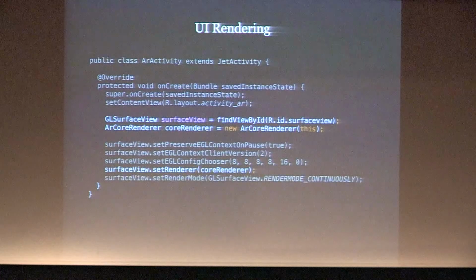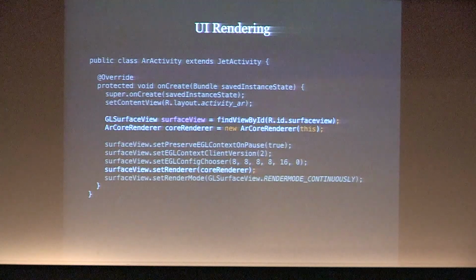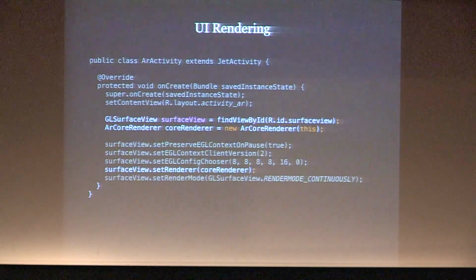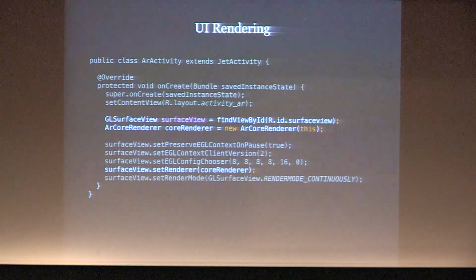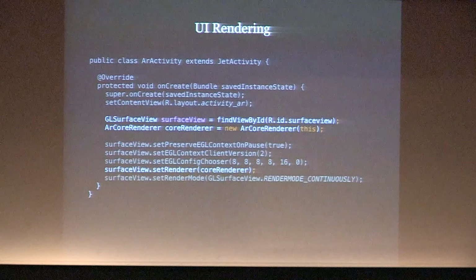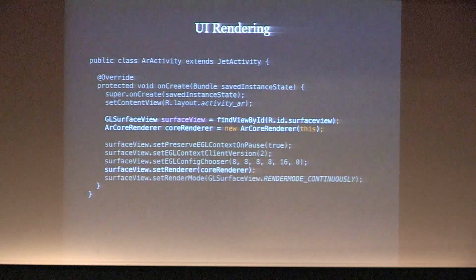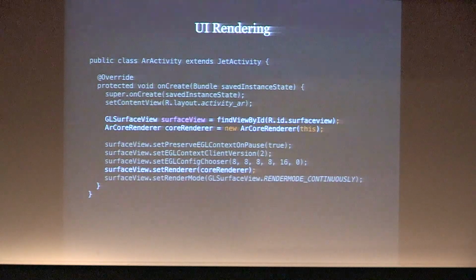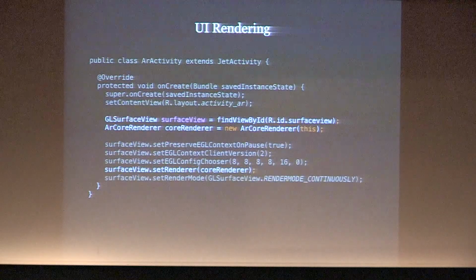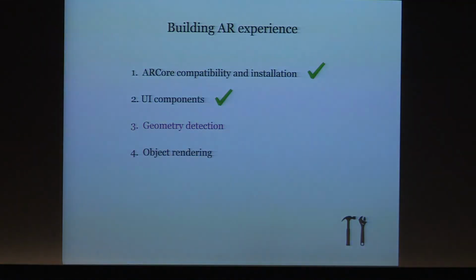And now the only thing we have left to do is get a reference to our GLSurfaceView. Then we create an instance of our ArCore renderer, passing the context, and then we connect them, invoking the method setRenderer on the surface view, passing our renderer, and that's pretty much it. So our UI components are set up, and here is where we need to move to the next stage of scanning the room and identifying what is out there.